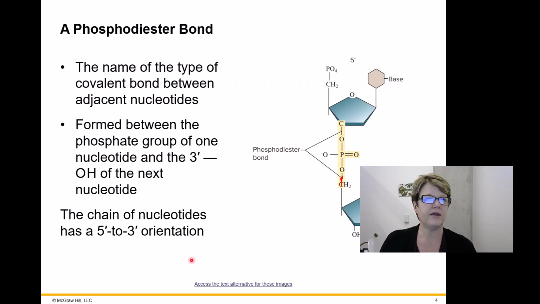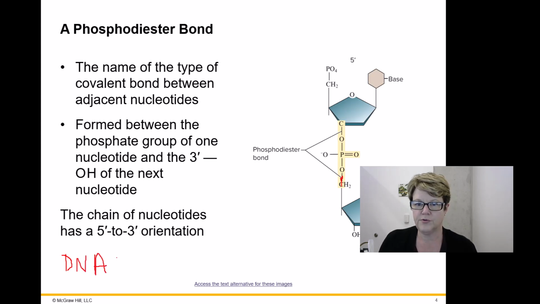Okay, so let's talk about how two nucleotides would be bonded together. It's going to be a dehydration synthesis reaction that attaches these two together. The enzyme that attaches two nucleotides together is called DNA polymerase or RNA polymerase. So let me write that one down. It's the enzyme that creates a polymer.